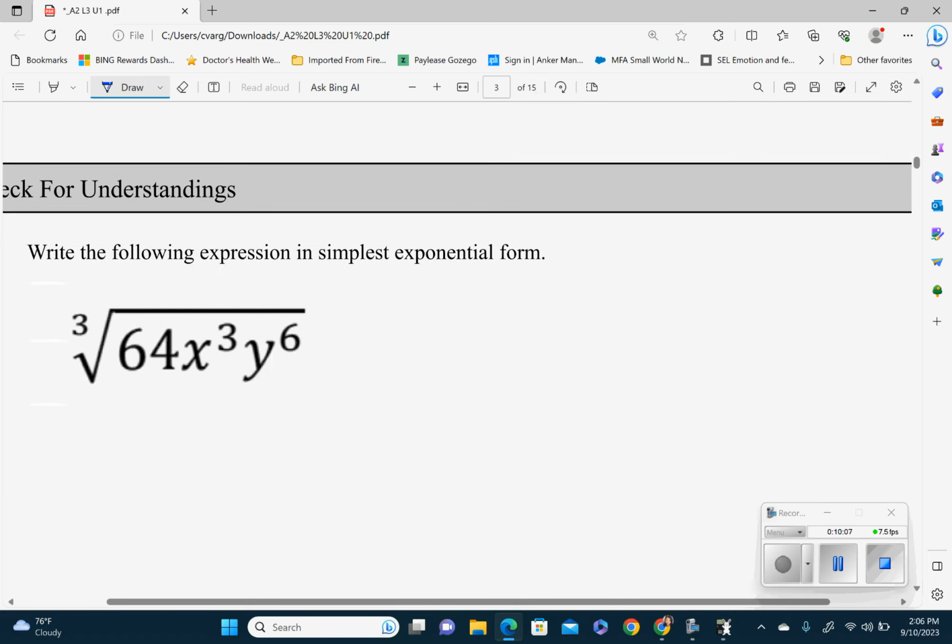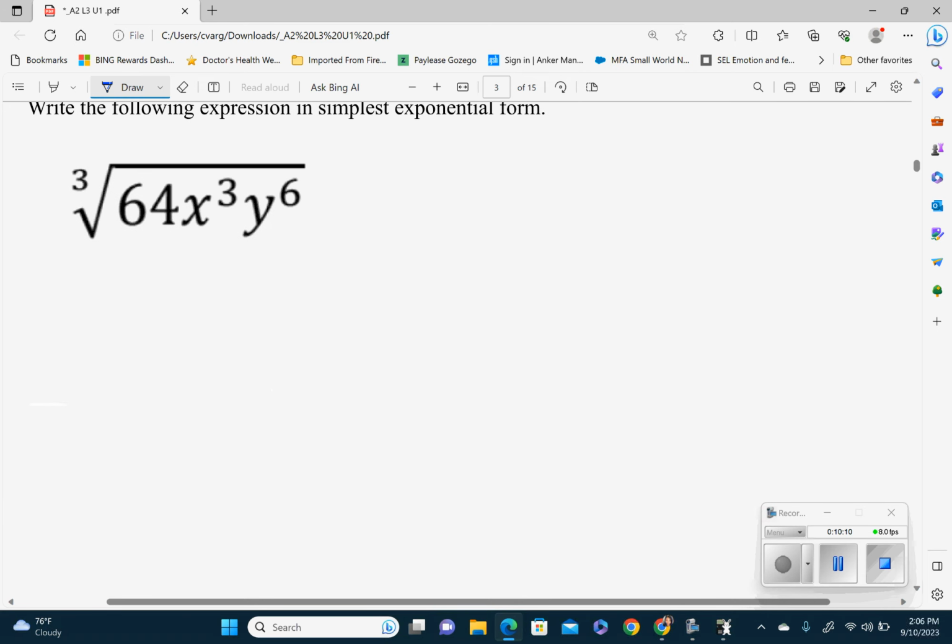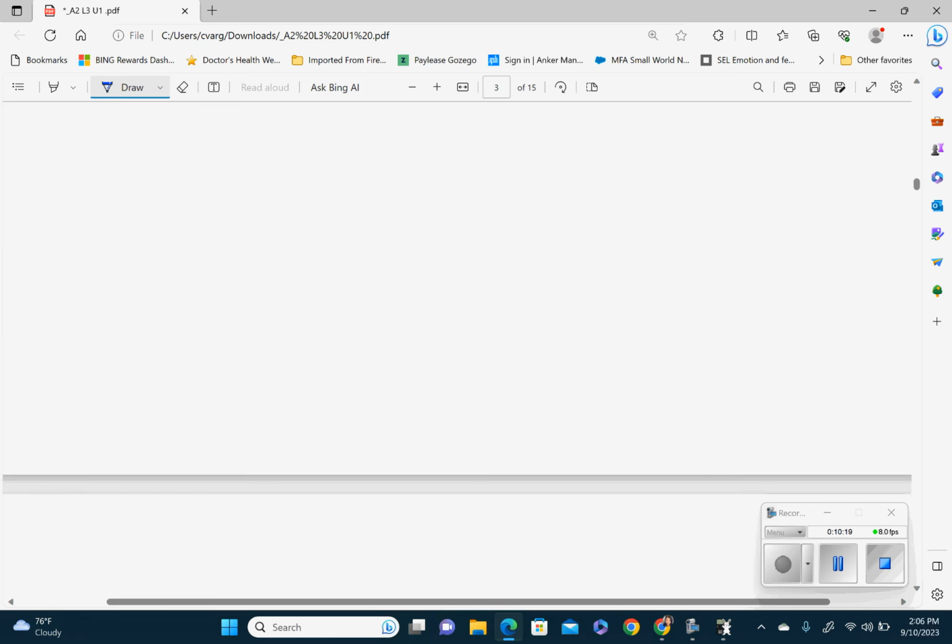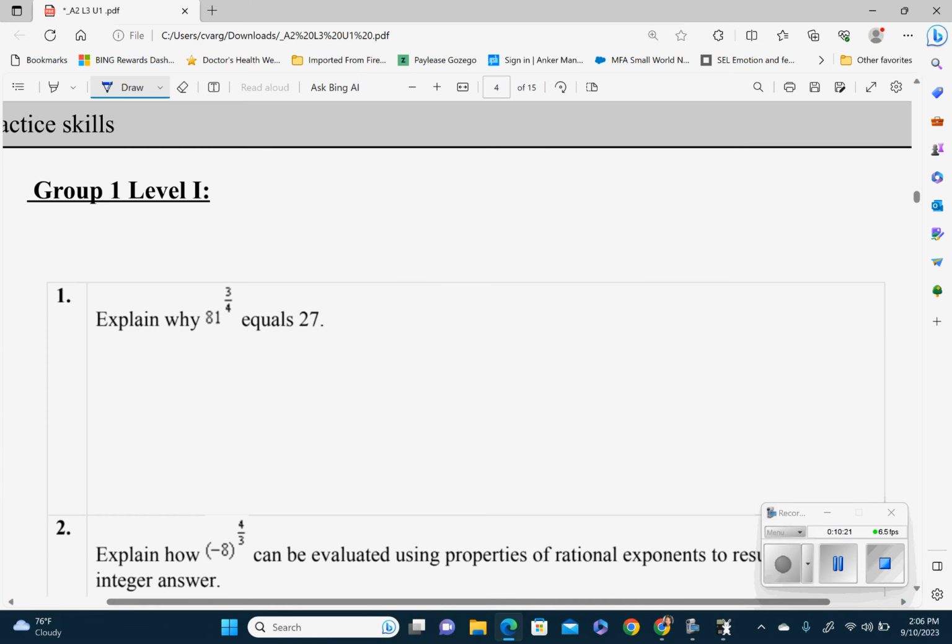All right, check for understanding. Go ahead and try this one by yourself. See if you can take this, split it, and then simplify. Write it in simplest exponential form. Pause it, show it to Varghese, and then go ahead and do the problems that are here. Okay? Good job.